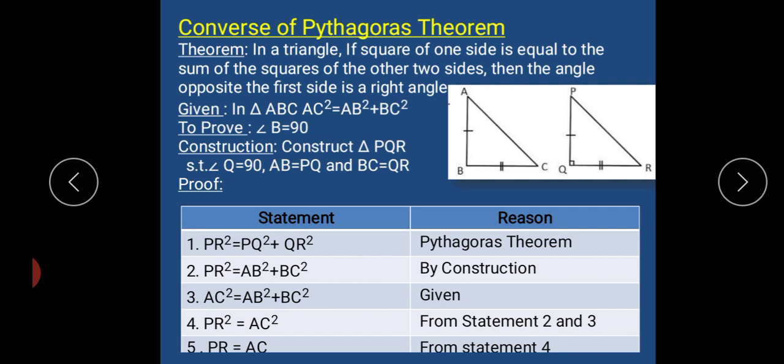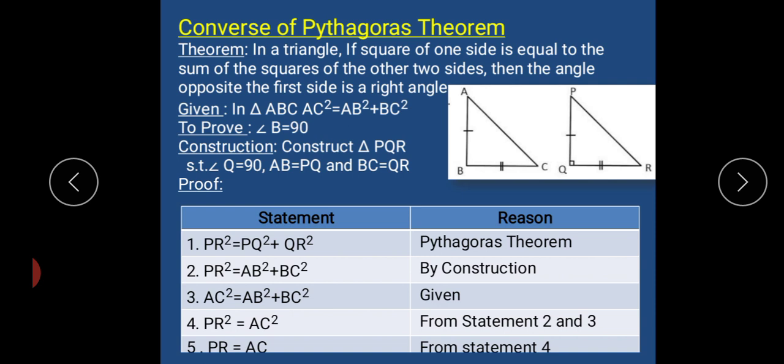Third statement is given. AC square is equal to AB square plus BC square. Now if you compare the second statement and the third statement, look at the right hand side. They are equal. Therefore, left hand sides are equal. PR square is equal to AC square. Therefore, PR is equal to AC.